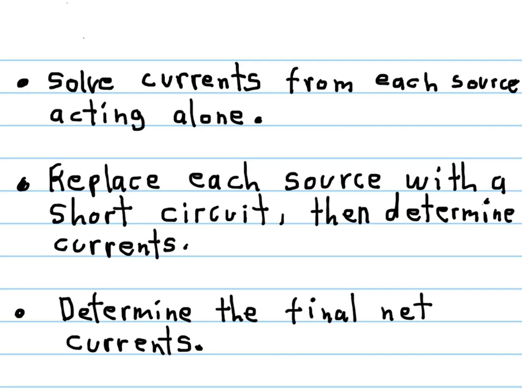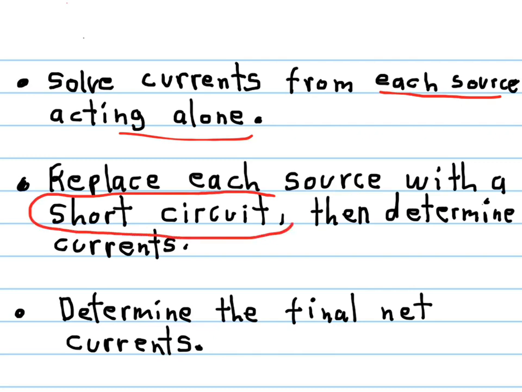So the idea is we're going to solve for the currents from each source acting alone. If there are two sources, then we'll solve it twice. If there are three sources, we'll solve it three times. So it's from each source acting alone. Replace each source with a short circuit. If we have two sources, then the one you're currently not working with, just remove it and replace it with a jumper wire. So you have just the one source in play.